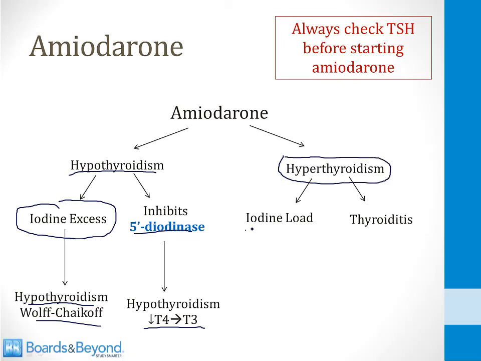It represents an iodine load, and this can lead to hyperthyroidism in patients who have adenomas. And as I said before, it can also cause thyroiditis. So I've written a very important point at the top of the screen here, which is that you always need to check a TSH before starting any patient on amiodarone. You need to establish the baseline so that you can use it for comparison if the patient develops thyroid symptoms later.